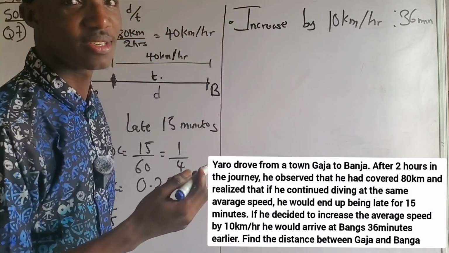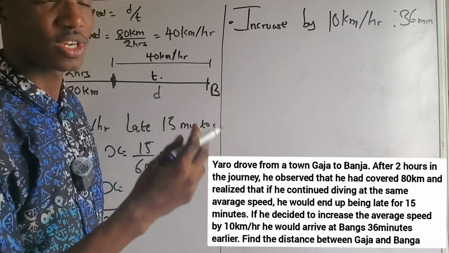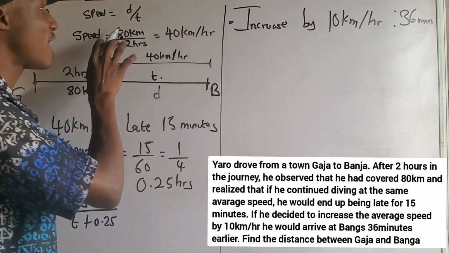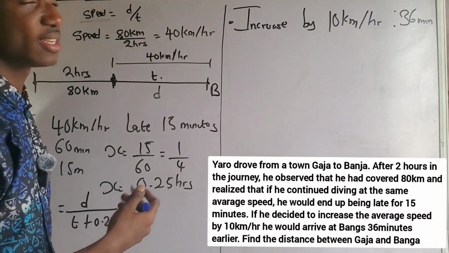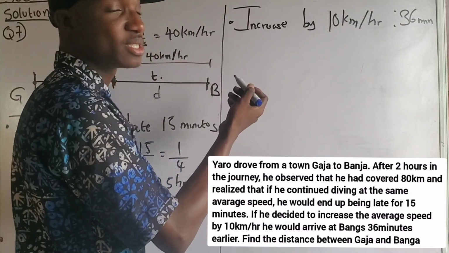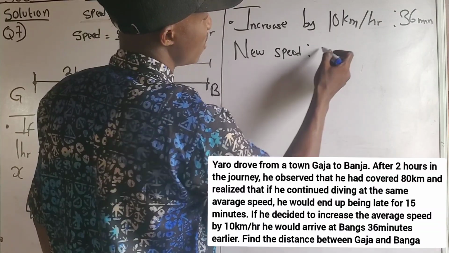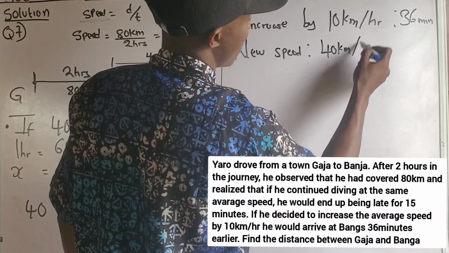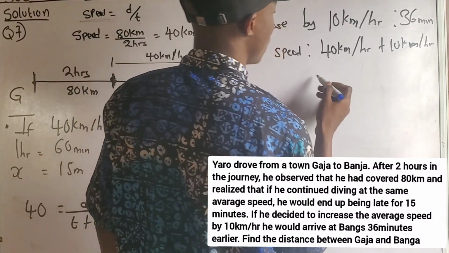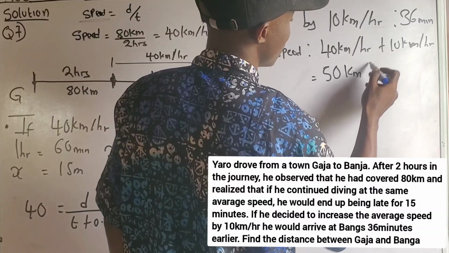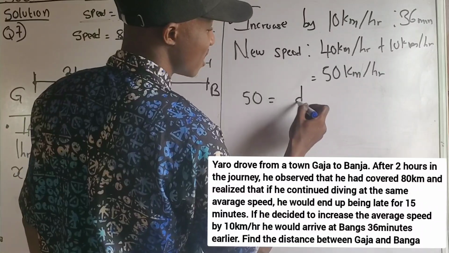So if the speed is increased by 10 kilometers per hour, the initial speed that he was driving at is what? 40 kilometers per hour. I just told you how I calculate the speed. Speed is distance over time: 80 kilometers divided by 2 hours. That is 40 kilometers per hour. So if the speed is increased by 10 kilometers per hour, the new speed will be 40 plus 10. So the new speed is 50 kilometers per hour. So 50 is equal to distance over time.